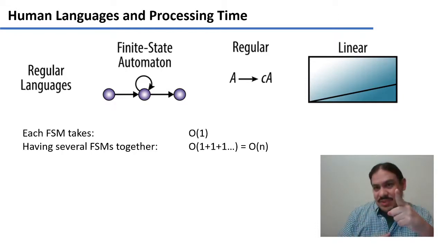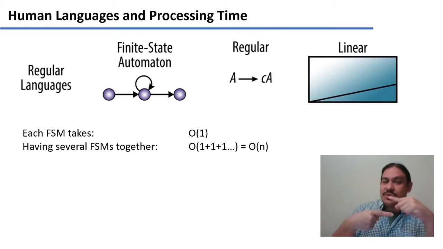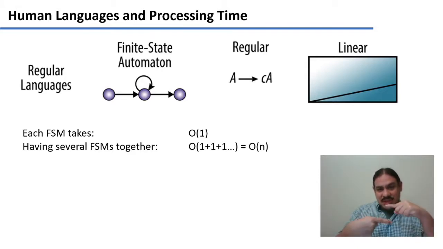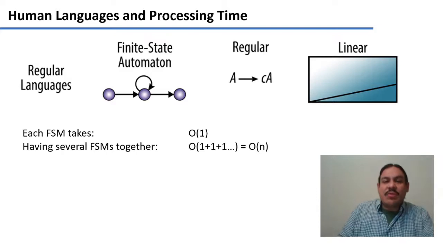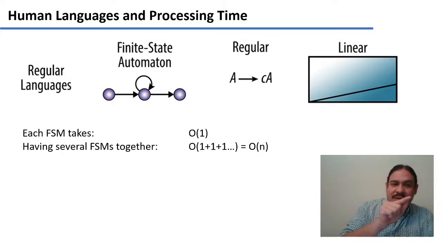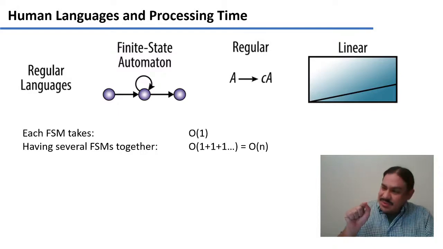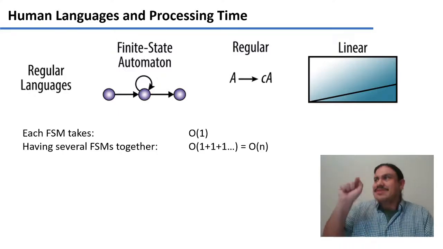If you have one finite state machine and then you double that and you have two finite state machines, this is going to take longer to process, twice as long. If you have three finite state machines, it's going to take three times as long. This type of growth is linear, where the growth in the input elements, in this case finite state machines, corresponds to a growth in the processing time. So two finite state machines, twice as long. Three finite state machines, thrice as long.